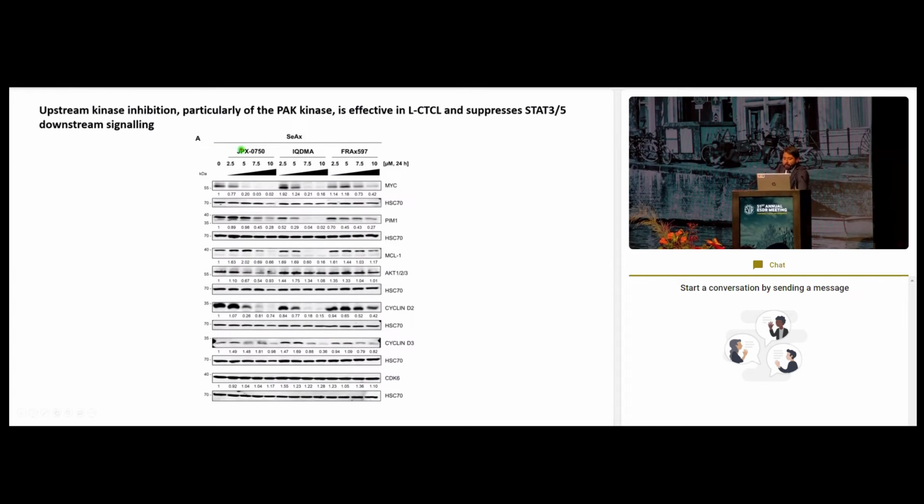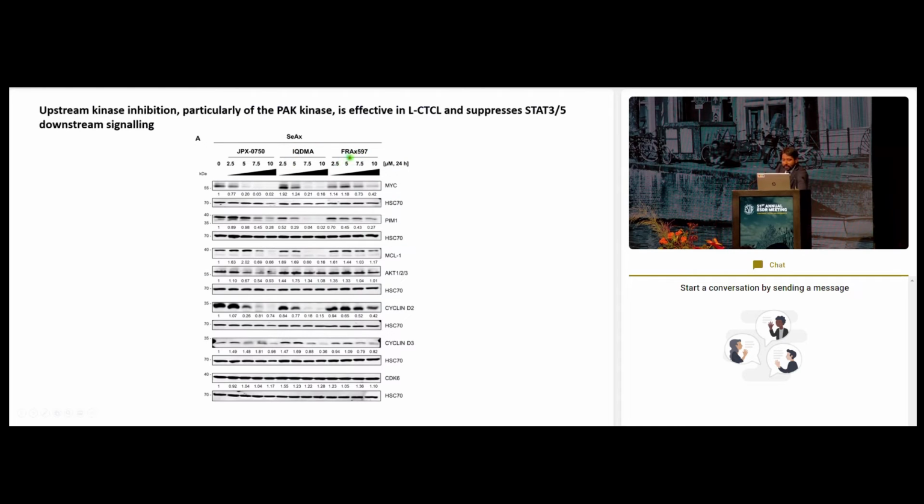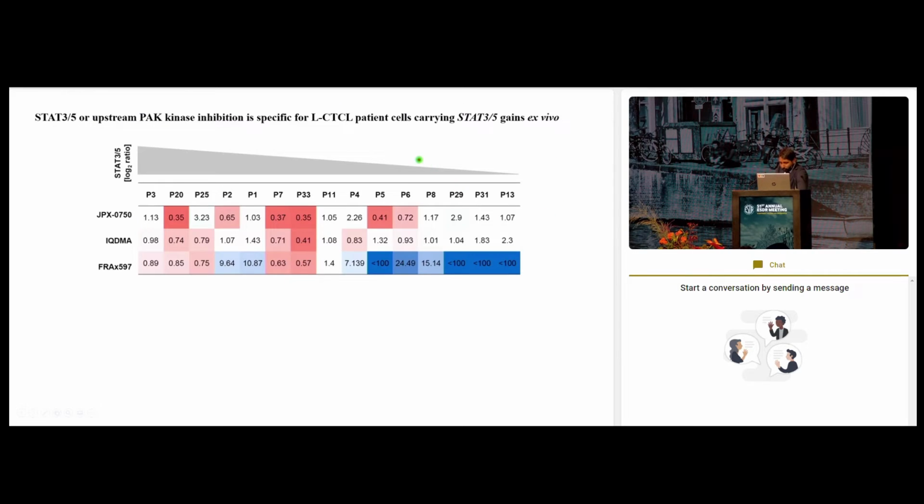Here we compared JANPIC750, which is a new STAT3 dual degrader, with IQDMA and a particular PAK inhibitor, and you can see that they work in a comparable fashion, inhibiting downstream targets of STAT3 such as MYC, PIM1, MCL1, and cyclin D3.